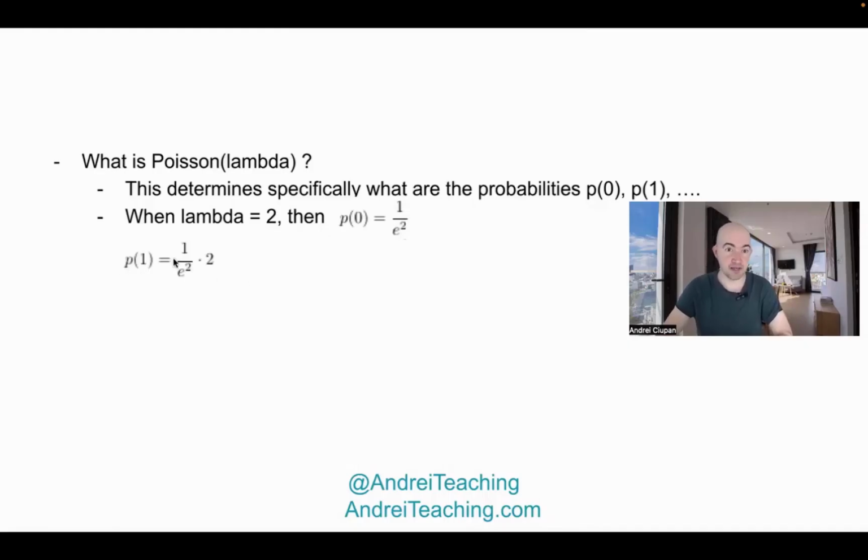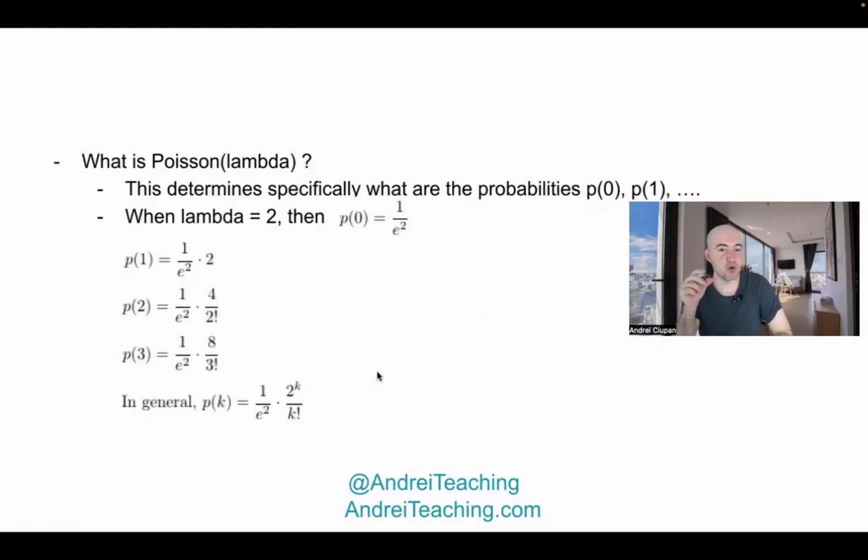The probability of getting a 1 is 2 times 1 over e squared. The probability of getting a 2 is the same constant, 1 over e squared, times 4 over 2 factorial. By the way, this also equals 2. But we're going to see in a second why I wrote it like this. The probability of getting a 3 is the same constant, 1 over e squared, times 8 over 3 factorial. And in general, the probability of getting a k when we press the button is this constant times 2 to the k over k factorial. If you're interested, you can plot this, and you're going to see that the highest probabilities are for these small numbers. This value becomes very, very low when k gets big.